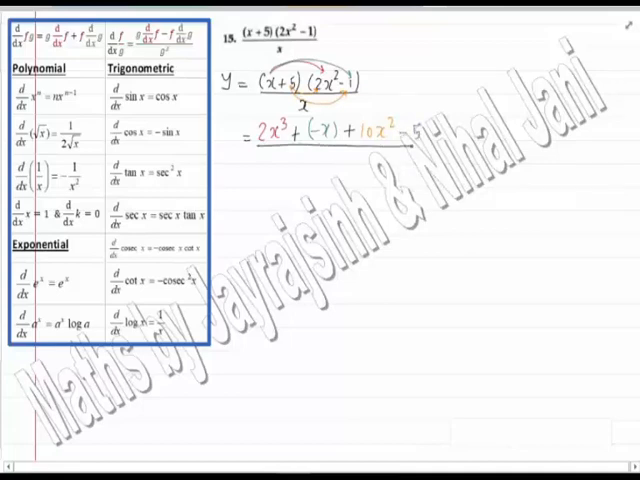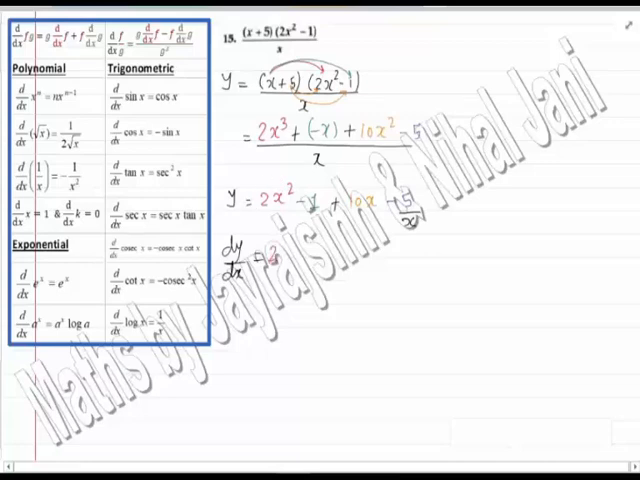Now we have to give an individual denominator to each term to get the simplest form. We will get 2x cube upon x, or we can say 2x square, then minus x upon x will be minus 1, plus 10x square upon x will be 10x, and minus 5 upon x. Okay, so here we have the simplest form. Now we can apply differentiation with respect to x.